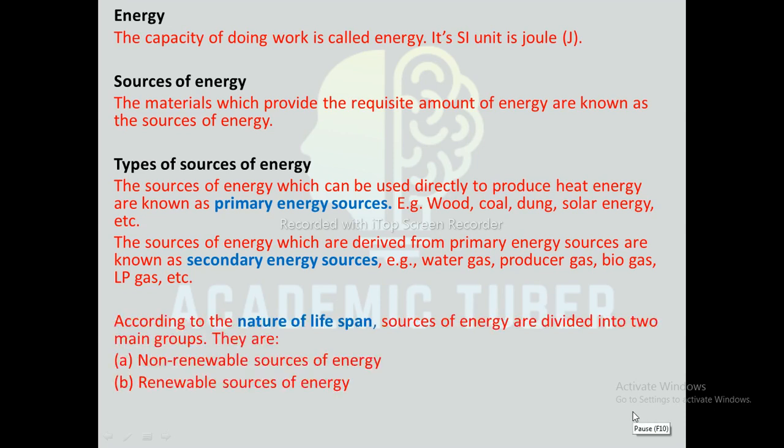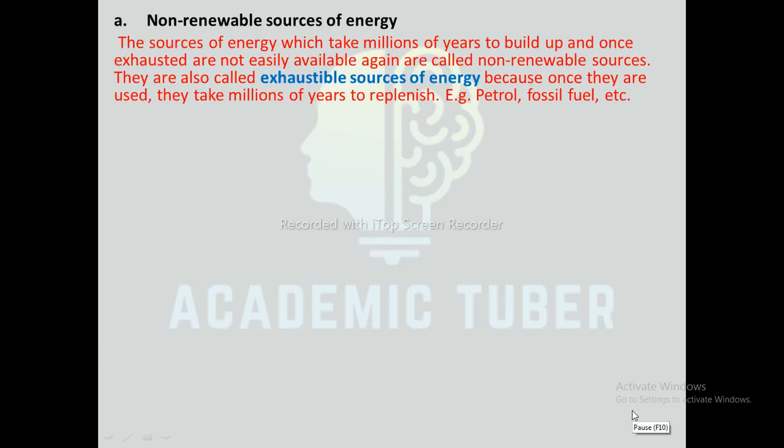Sources of energy are further divided into two types on the basis of nature of lifespan. They are non-renewable sources of energy and renewable sources of energy. Non-renewable sources of energy. The sources of energy which take millions of years to build up and once exhausted are not easily available again are called non-renewable sources of energy. They are also called exhaustible sources of energy because once they are used, they take millions of years to replenish. Example: petrol, fossil fuel, etc.